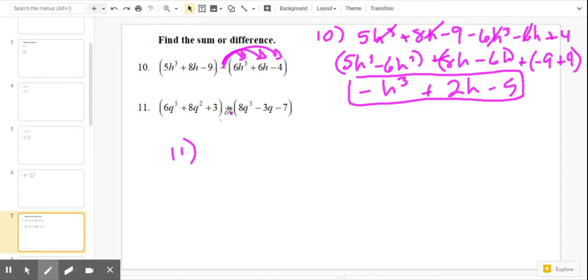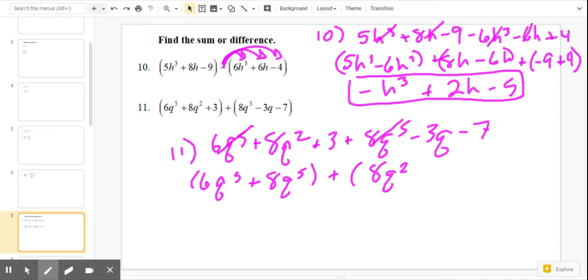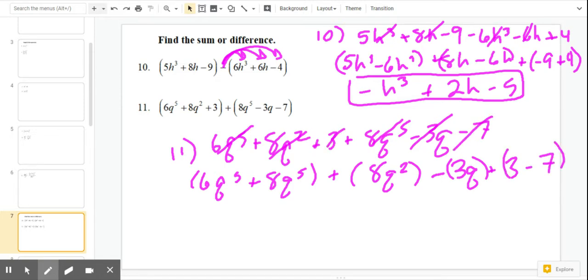Number 11, it's already addition, so we don't need to distribute anything. So I'm just going to drop the parentheses, rewrite it. And now I'm going to group my like terms. So we have 6q to the 5th, and then 8q to the 5th. So that's this one and this one. And then plus 8q squared. And then we don't have another q squared, so that's alone. And then we have minus 3q. That's all by itself. And then we have plus, put it in parentheses if you want, plus 3 minus 7. That's those guys. All right, so 6q to the 5th plus 8q to the 5th is 14q to the 5th, and then plus 8q squared was all by itself, minus 3q, and then 3 minus 7 is minus 4.